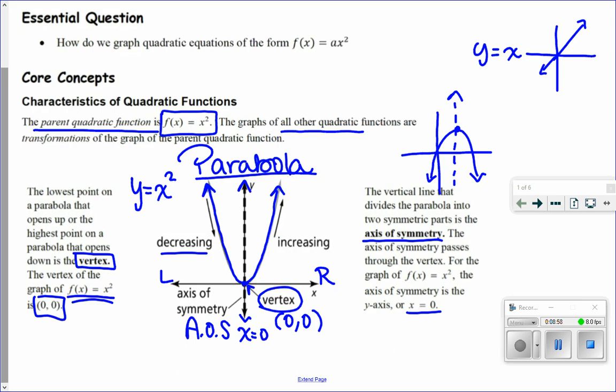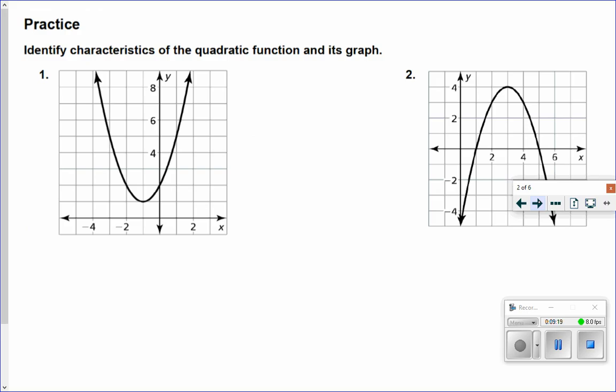Okay? So we really want to be able to just look at a parabola and tell some of those really important characteristics. We want to talk about, does it open upward or downward? Where's the axis of symmetry? Where's the vertex? And then we're going to do a little review, because we're also going to talk about the domain and the range. So let's start with a couple of practice problems. Let's start with number 1.